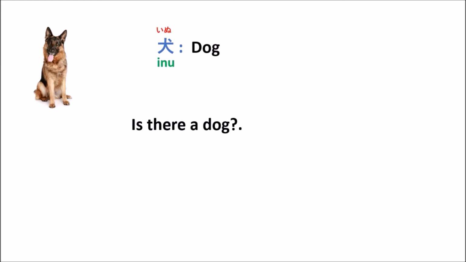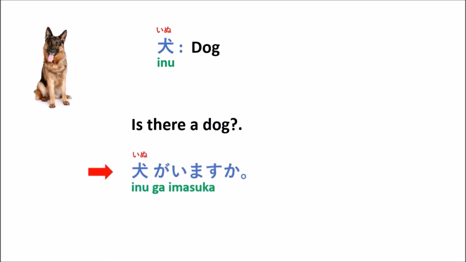At the same time, if you want to create a question sentence like, is there a dog? In Japanese, you just say inu ga imasu ka? When you create the question, you just change imasu to imasu ka. It's very easy. So remember this when you create a sentence.